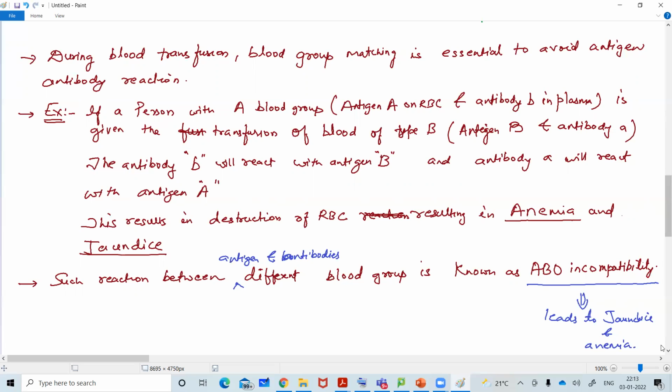And always remember, antigens are present on RBC. So if antibodies are going to destroy antigen, that means you are destroying RBC. And we know that RBC is an important cell required for oxygen transportation. Sometimes it is very dangerous.